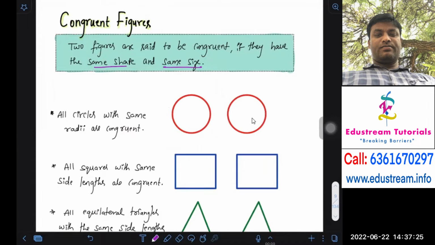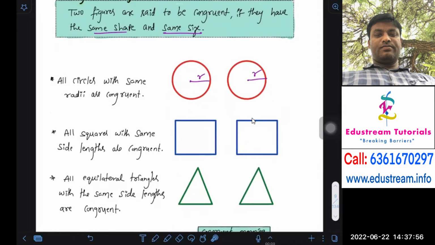That is important. Now, circles here. These two circles have the same shape, that is circular. And then they have the same size. And how do you say it has the same size? It should have the same radius. This is the center of the circle, and the radius will be equal. That's why these two figures are said to be congruent circles. All circles with the same radii are congruent.